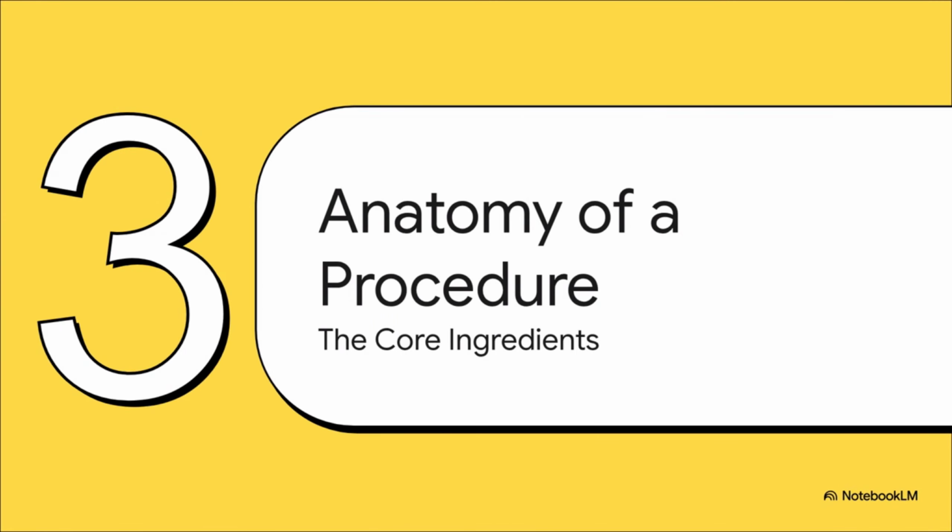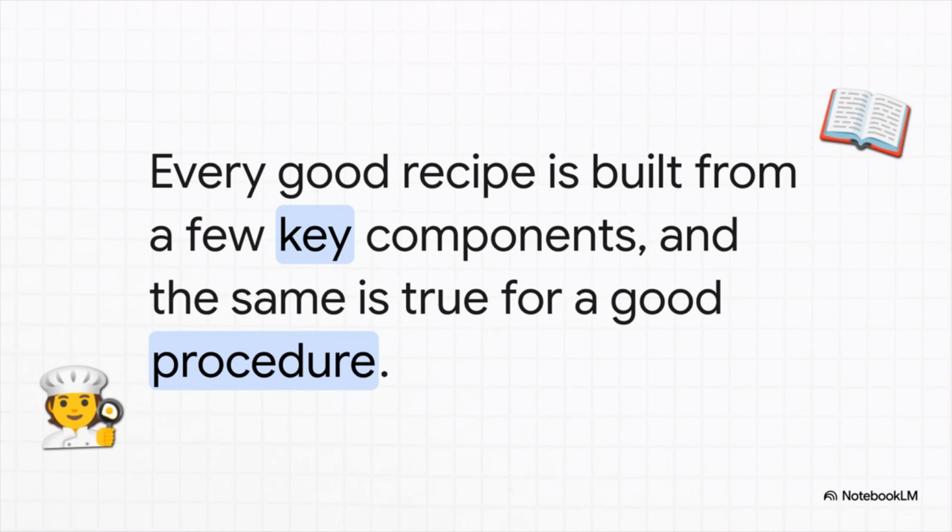So if procedural programming is our recipe, what are the ingredients? What are the actual building blocks we use to write these instructions? Let's take a look under the hood and break it all down. And this recipe metaphor is just perfect, because just like a real recipe you'd find in a cookbook, a good procedure is built from just a few key components. So let's look at the core ingredients of our code recipe.